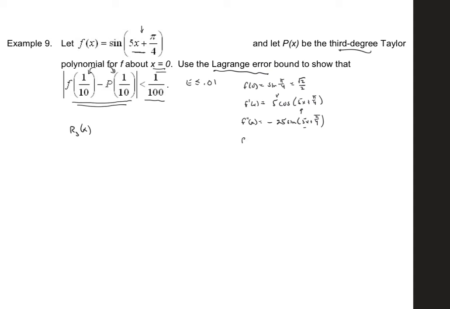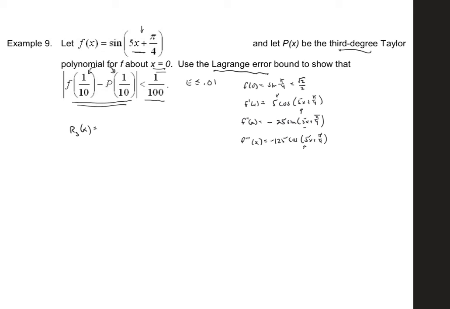This is kind of an important thing when we're going to go in a minute towards trying to see what's the largest our derivative can be on our interval. So now the third derivative, we're going to get cosine of 5x plus pi over 4. And chain rule, we're going to get another 5. So now we're at negative 125.